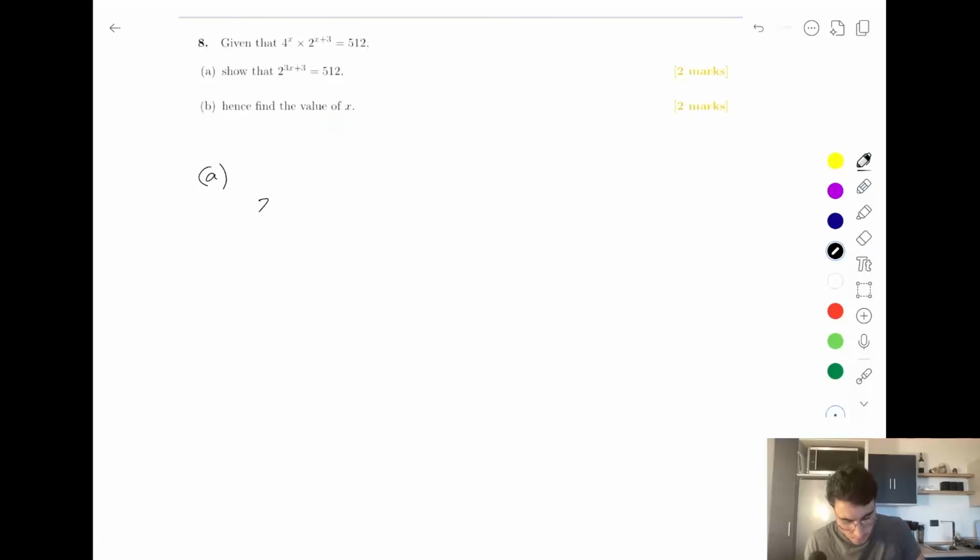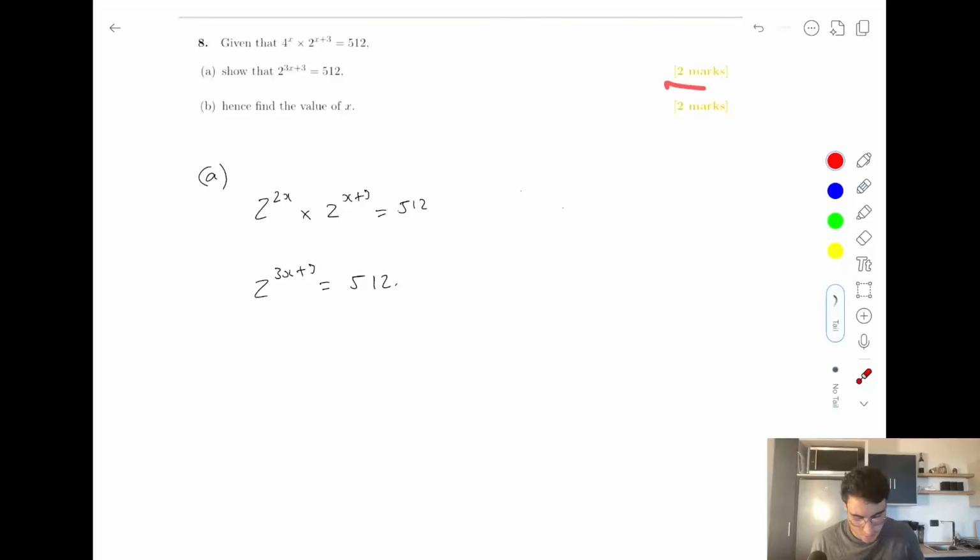So 2 to the 2x times 2 to the x plus 3 equals 512. Therefore, 2 to the 3x plus 3 is equal to 512. Very simple. That should just be 1 mark, if I'm being honest.